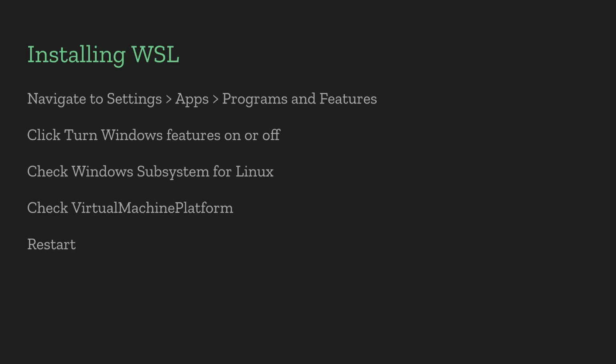As far as installing WSL, you just follow these instructions. So you'd go to settings, apps, programs and features. Click on this button, and then check two options in the menu. Then you'd restart your computer. I don't know if we want to do this now and then continue on with the talk, because you will have to restart your computer, which might be annoying.